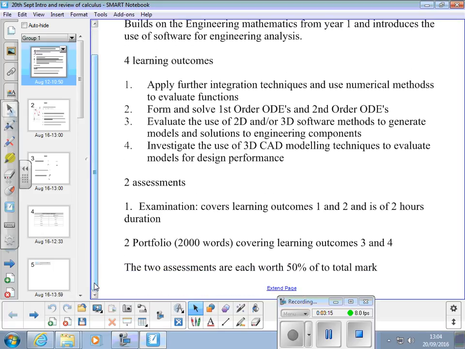Each of those 2 assessment methods is worth 50% each. So there's no kind of weighting with that. You've got to obviously pass both parts of it, but there isn't any weighting towards the exam or towards the assignment.